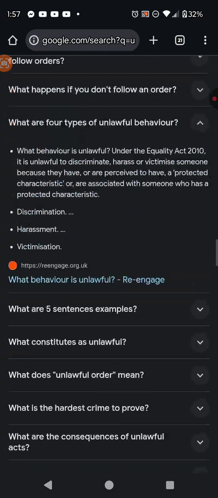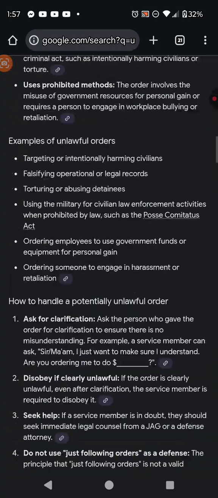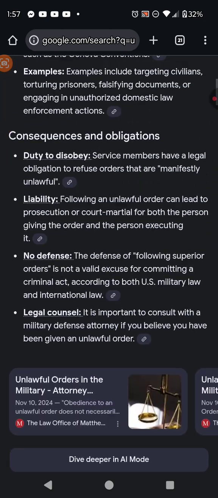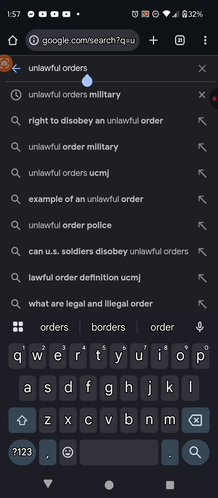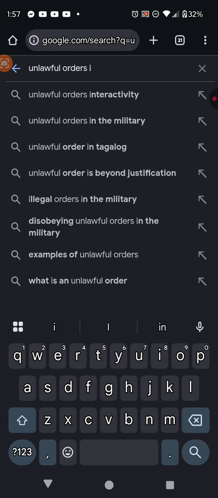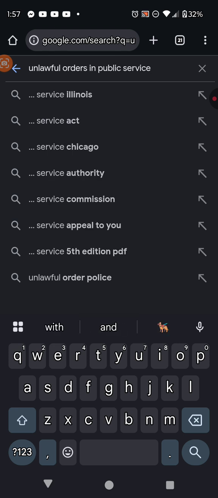Okay, there's a lot that can be said about unlawful orders in the military, but that can also be said about unlawful orders in public service.